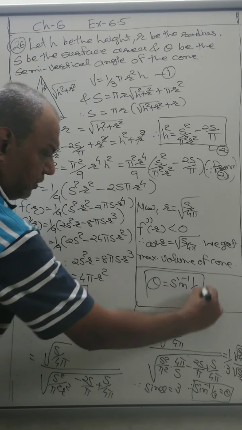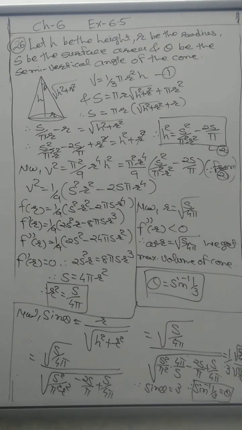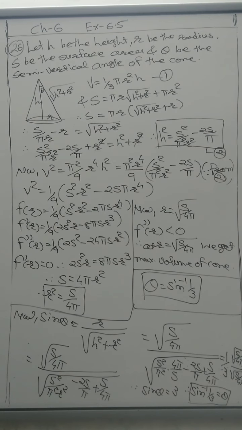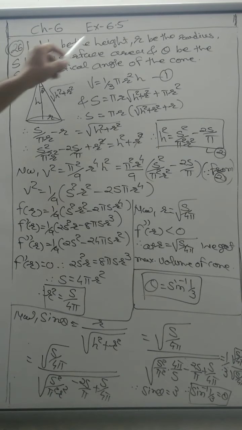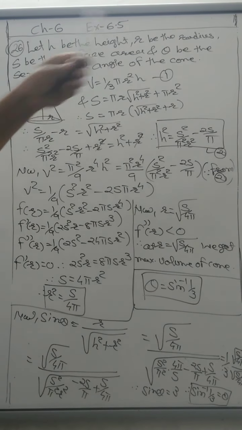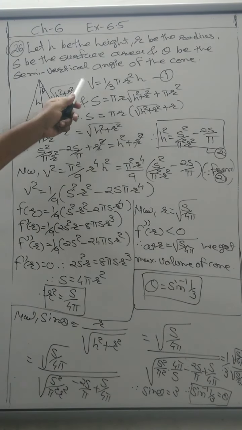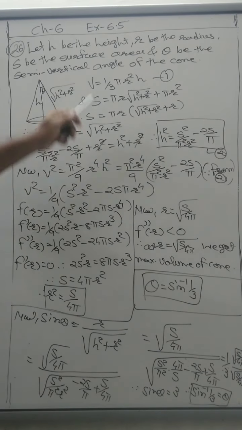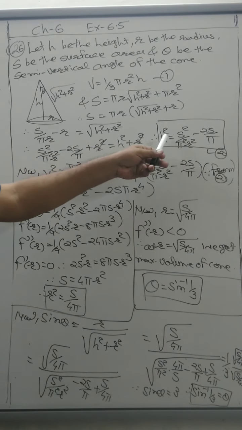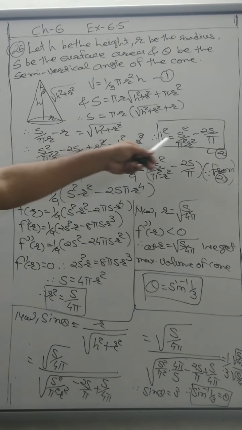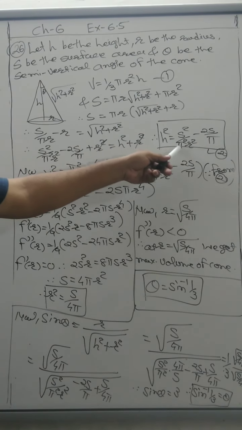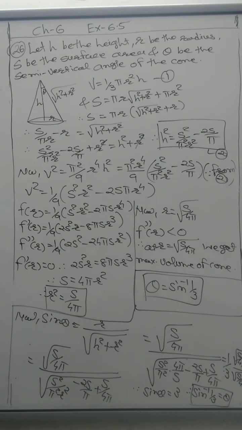This sum is very important for your board examination. Okay, again we take a quick revision. Let height, radius and surface area be given, and theta is also there. We first find the volume, then the surface area, then from this surface area we find h square. H square equals s square upon pi square r square minus 2s upon pi. Now what?